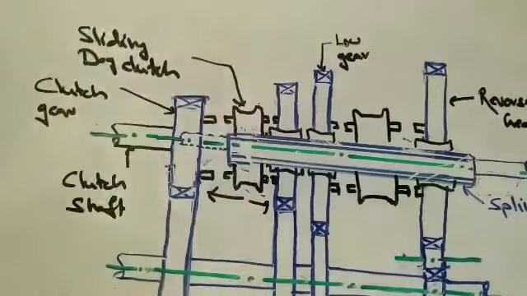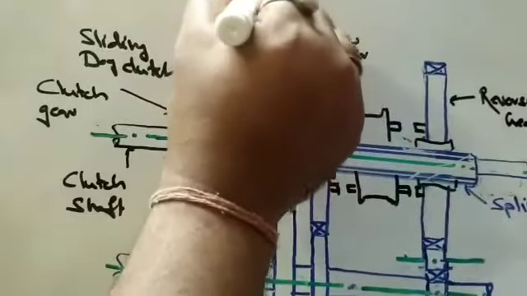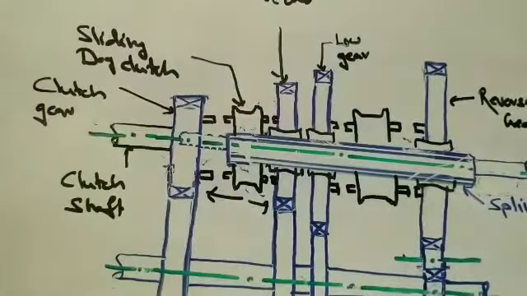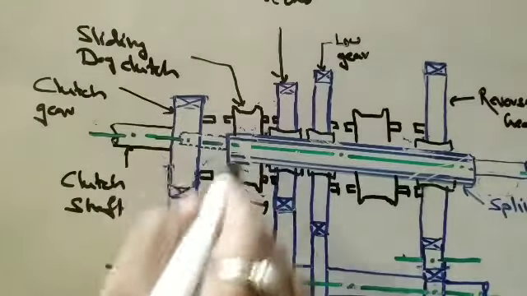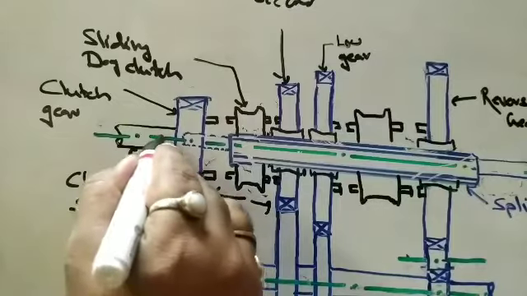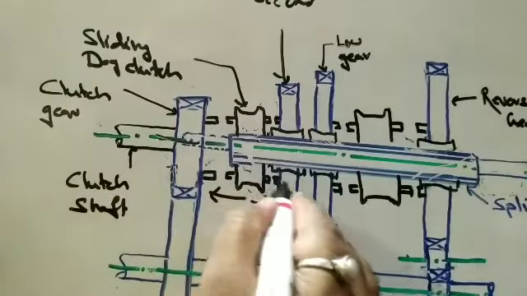The dog clutch is connected with the second gear. Here, the lower gear, here the dog clutch is connected with the second gear. And what happened, now the power comes over here. The first case moves direct power transmission, and when the dog clutch is connected, it moves to the right. What happened?